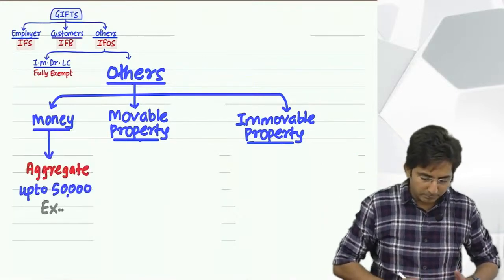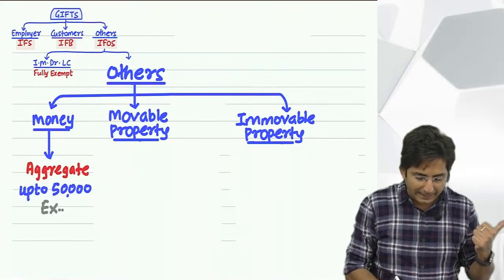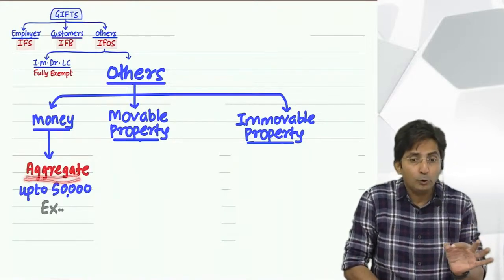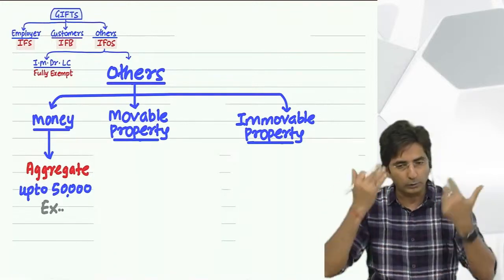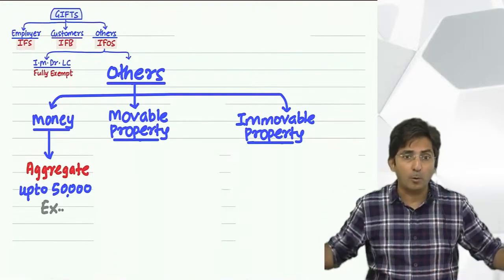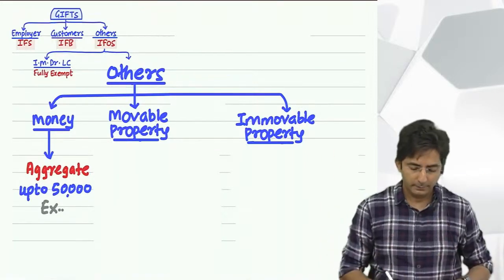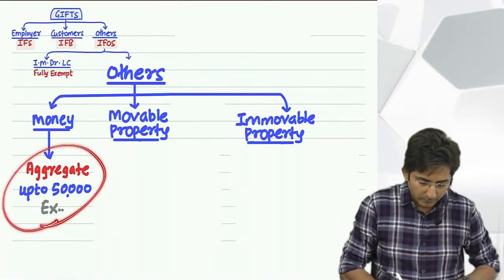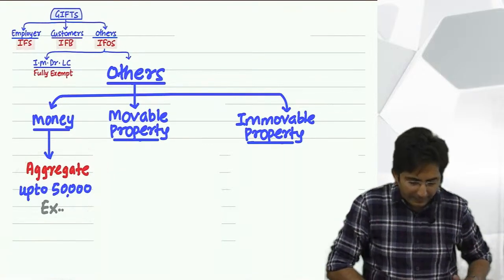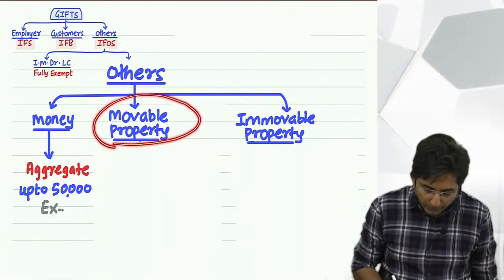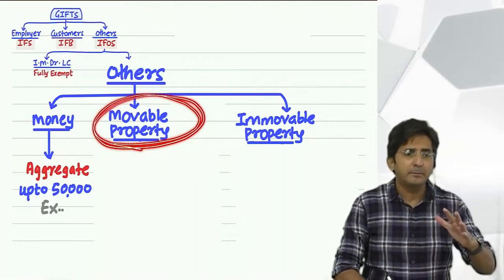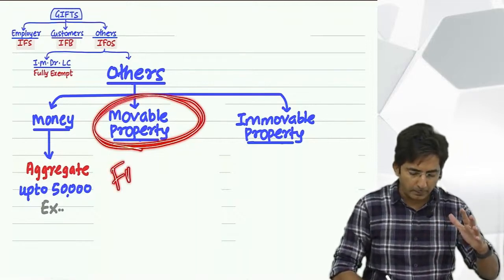So, what is this? Aggregate. Aggregate means you have to total all the people giving you gifts together for the whole year, from all the people taken together. Up to 50,000 is exempt, above that it will be taxable. Okay, now, in movable property, it is the same, but you have to add the fair market value.